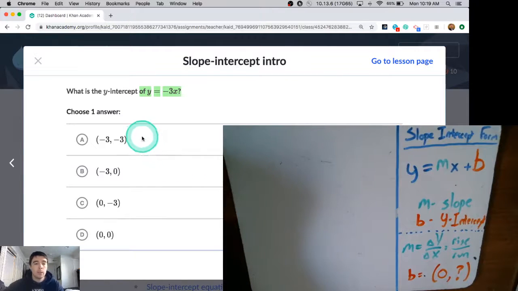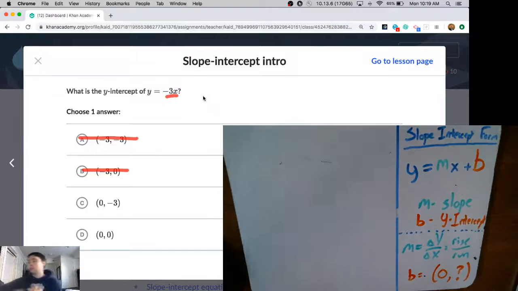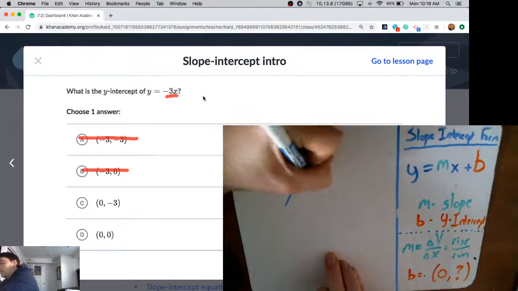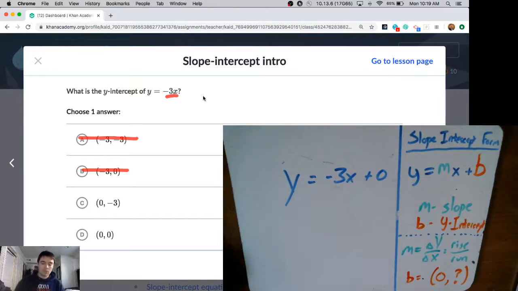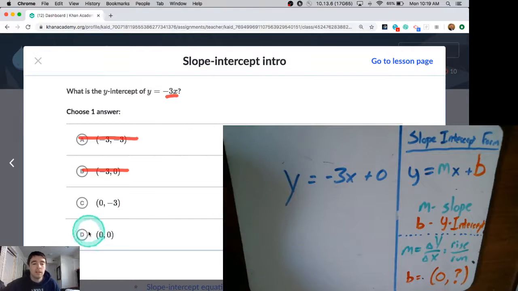Based on that, right away, I know that a and b are out because they don't represent y-intercepts. They don't have an x value of 0. When I take a look at this equation, I see that the b is effectively missing. It says y equals negative 3x. What I'm underlining here is really the mx. And what they didn't write is the plus 0. This equation is really saying y equals negative 3x plus 0. It's a proportional relationship, so the y-intercept is 0. It starts right at the origin, and that's how I know that D is the correct answer for this problem.